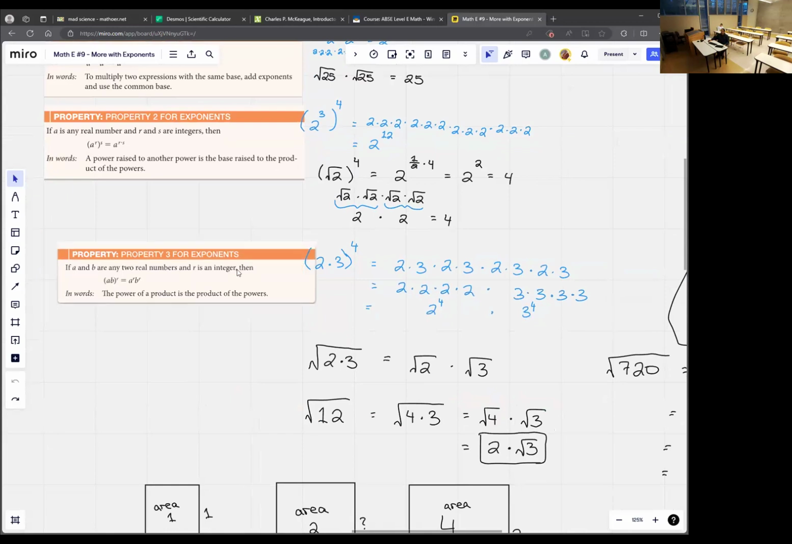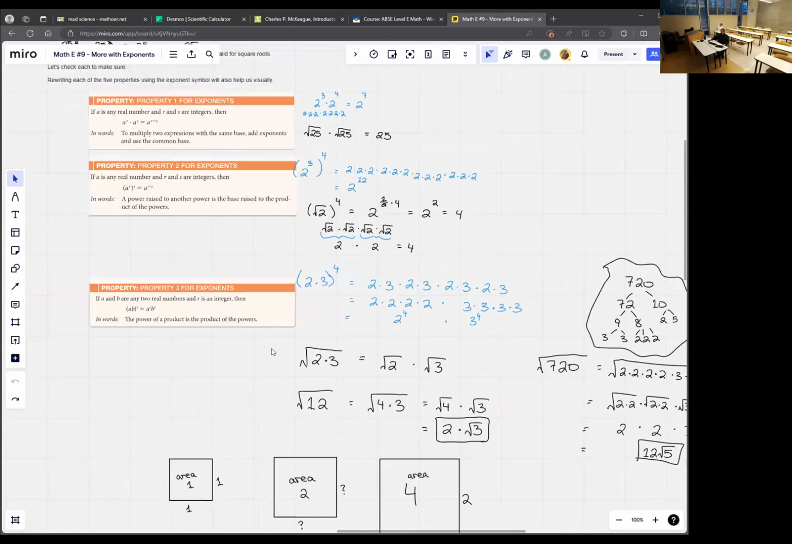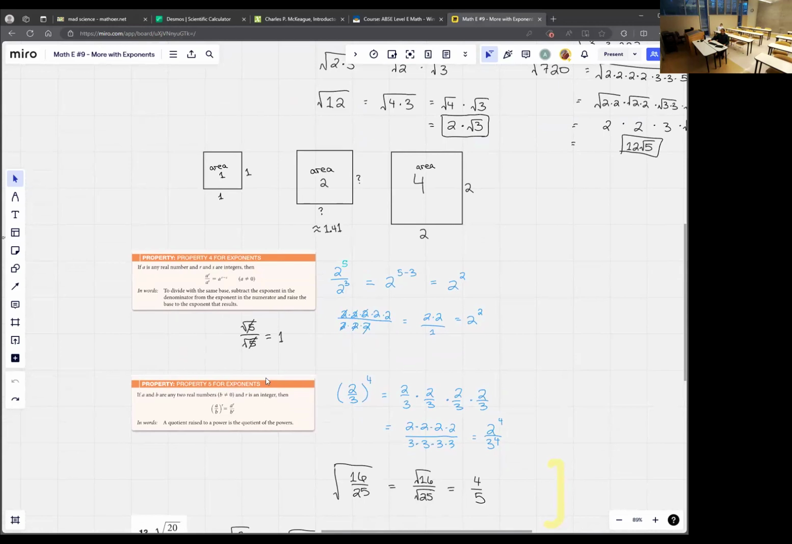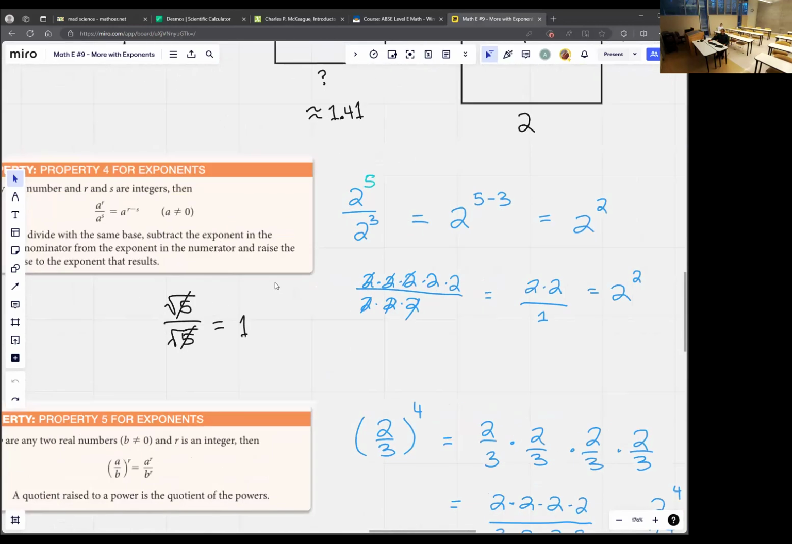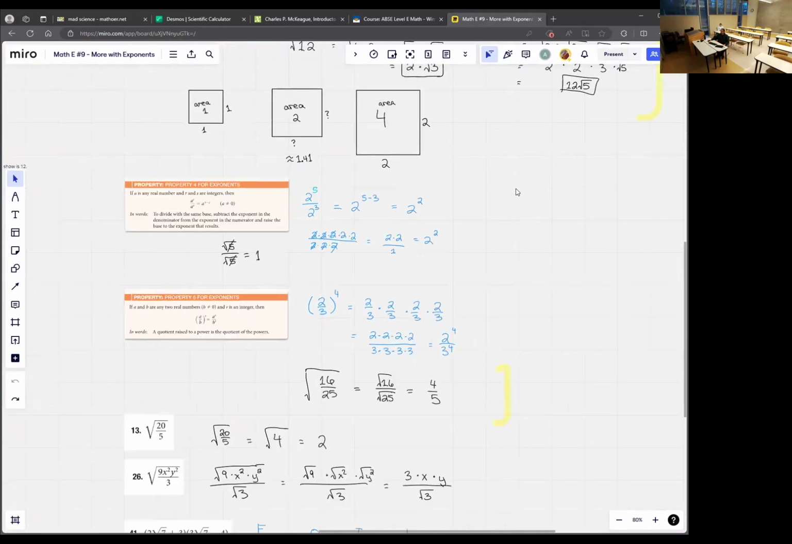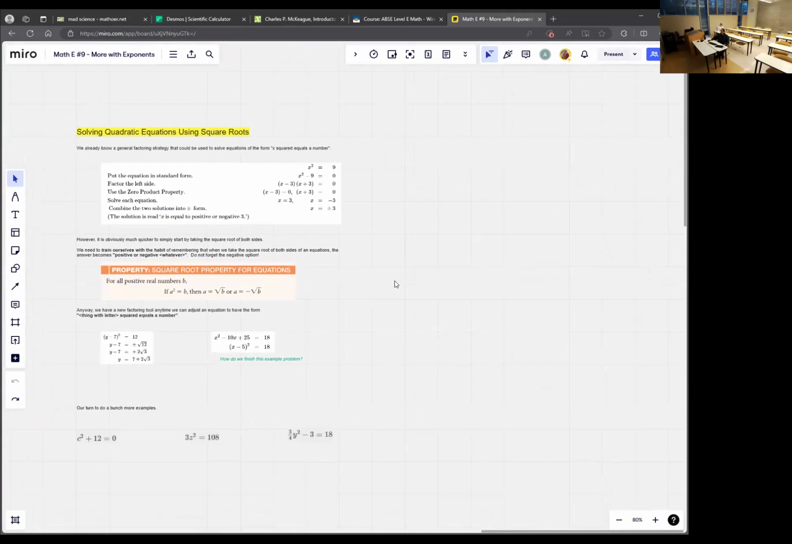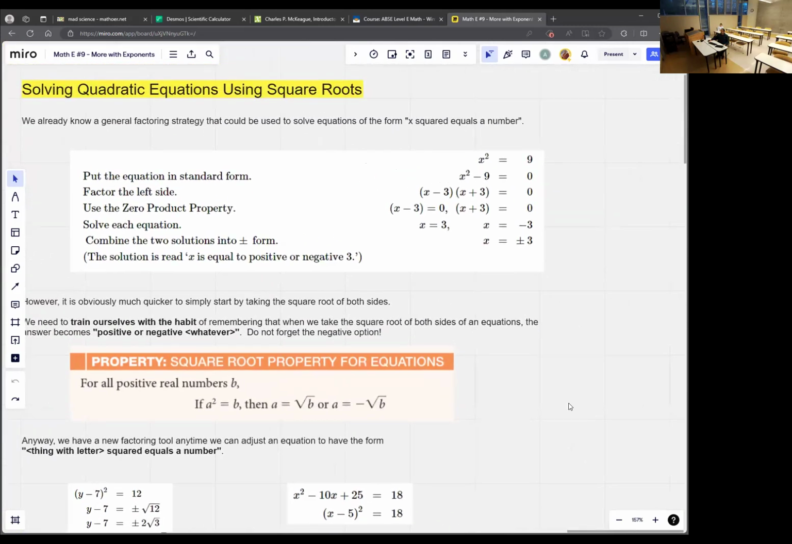And property 3, that if you have two things multiplied together with an exponent over both, then you can put the exponent over them separately. Those were the two that we used the most. They're kind of opposites: if you had a fraction with the exponent over both parts, you could break the exponent apart separately. And we did a bunch of examples. So now we're going to actually use exponents with our quadratic equations.